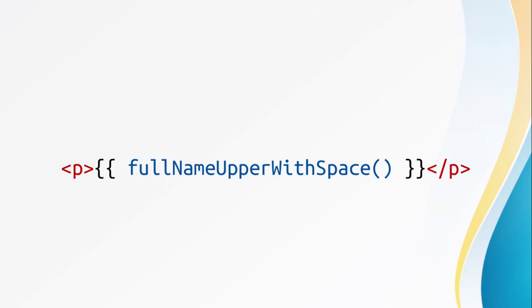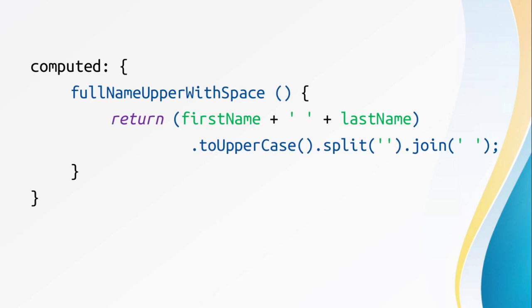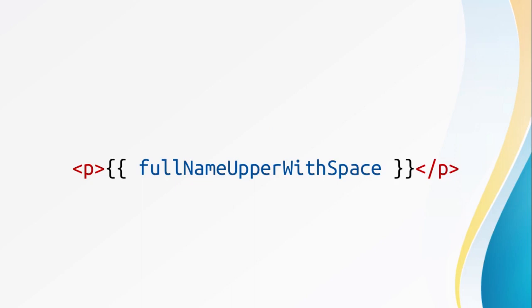The second one is to place the logic in the computed property. Computed properties are defined in the computed property of the Vue options, and in here you can define the same function as before. But now in your template, you can call the computed property just like this, fullNameUpperWithSpace, just like a property that you define in the data property. You don't need parentheses when calling a computed property, and Vue.js will automatically invoke the function behind the scenes.